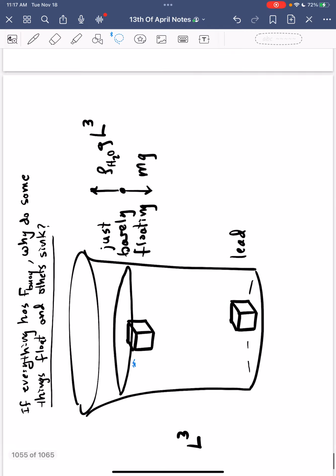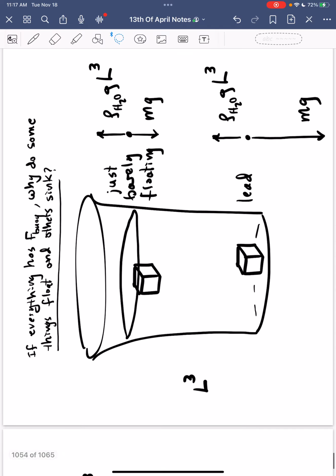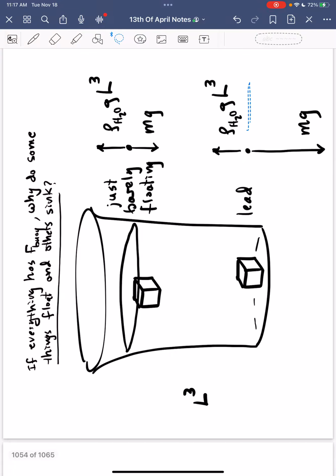But what about the case for lead? Well, the lead experiences exactly the same buoyant force, right? This is the same because it's got the same volume. But mg is just a whole lot greater because lead has more mass in it for a given volume. It's got greater density, and so this thing sinks. That's why it sinks. So this is the idea.